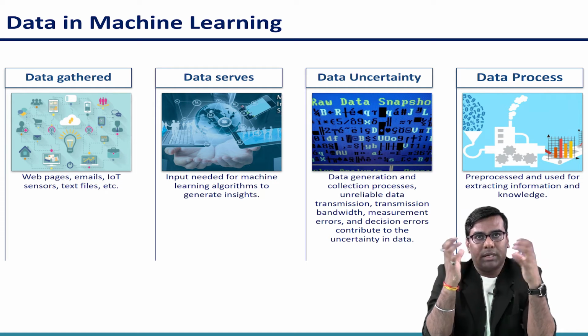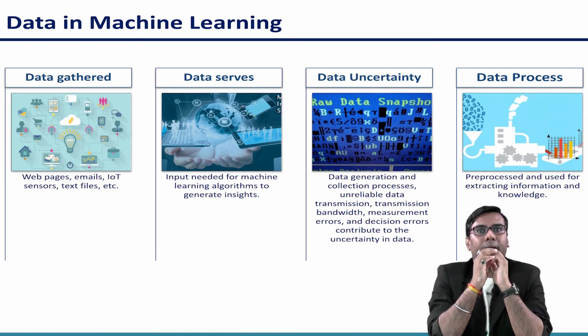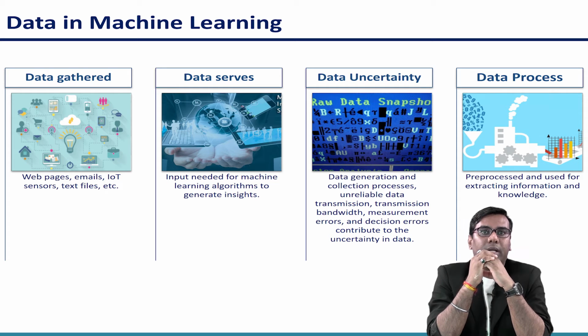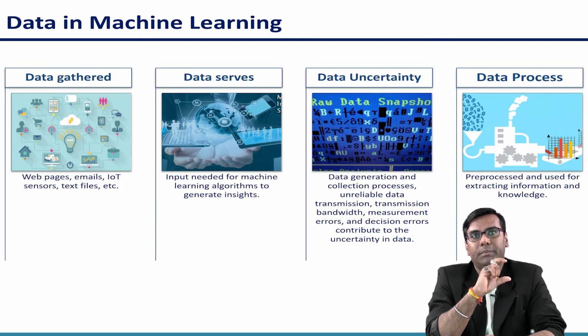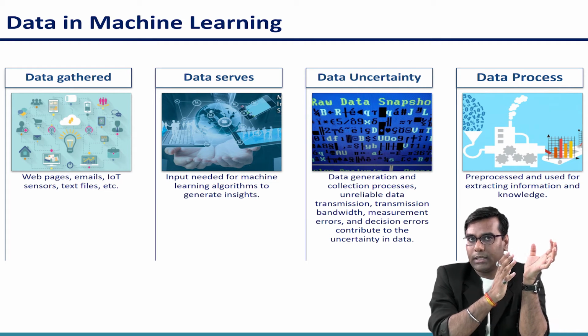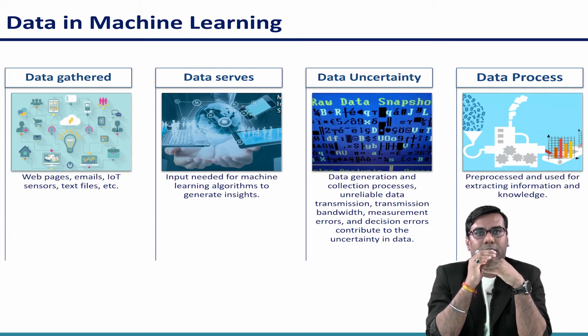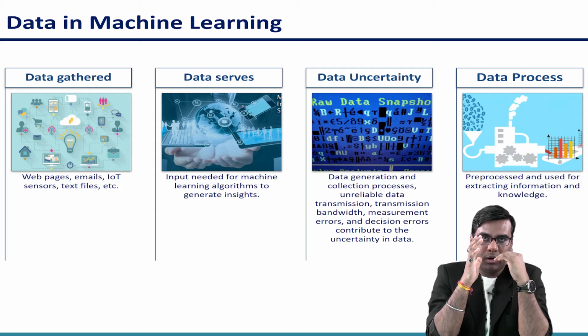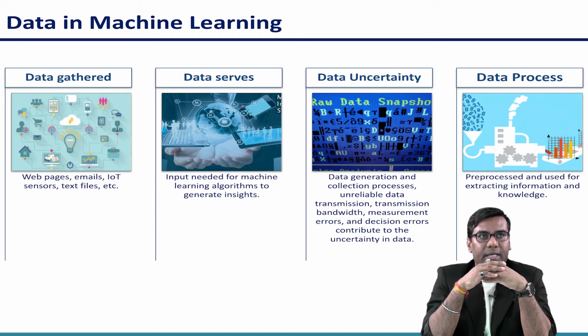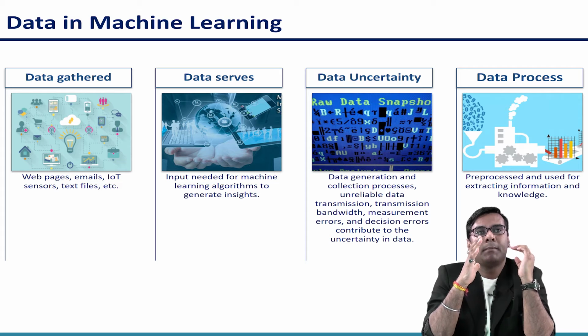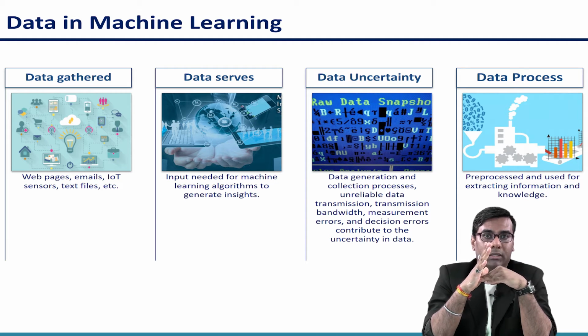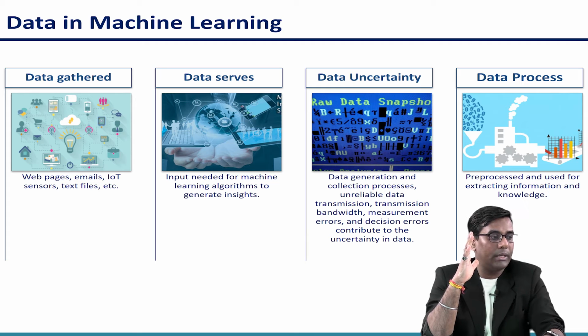So we collect those data, and the data serve as the input needed for the machine learning algorithms to generate the insights. What this means is that we already gather the data in the machine, and we provide those data according to our applications, what type of applications we are looking for the machine to make decisions. According to that, we decide this data is going to work on this field, and this data is going to work on that particular field.